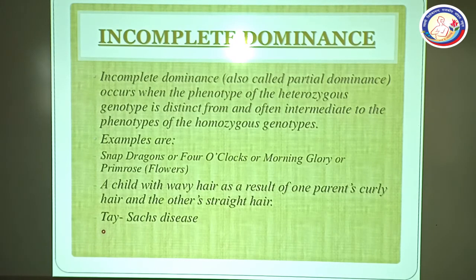Incomplete dominance, also called partial dominance, occurs when the phenotype of the heterozygous genotype is distinct from and often intermediate to the phenotype of the homozygous genotypes. Example: snapdragon, four o'clock plant or morning glory. This is also known as primrose. A child with wavy hair as a result of one parent's curly hair and the other's straight hair. Another example is Tay-Sachs disease.